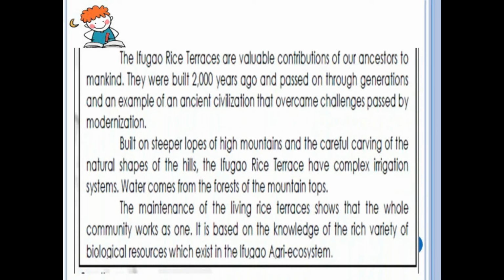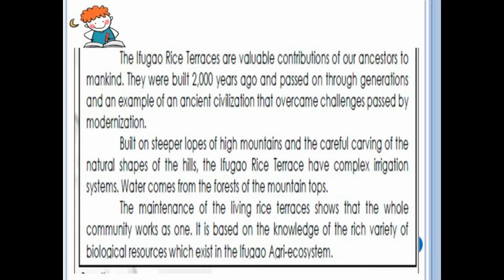The Ifugao rice terraces are valuable contributions of our ancestors to mankind. They were built 2,000 years ago and passed on through generations, an example of an ancient civilization that overcame challenges posed by modernization. Built on steeper slopes of high mountains and the careful curving of the natural shapes of the hills, the Ifugao rice terraces have complex irrigation systems.